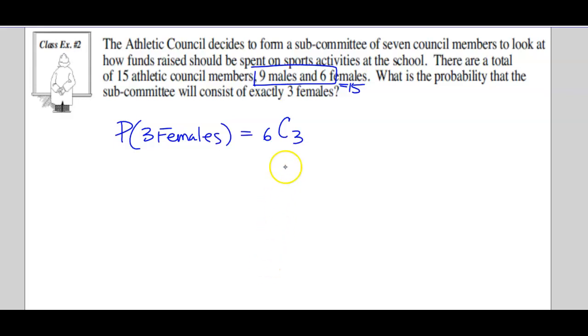Okay, so that means you've got exactly 3 females. The rest have to be males. So that means we're going to choose 4 out of the 9 males. So that's to get your particular group. We want the probability that that will happen, so we need to divide by the total number of 7-member groups. So 15 choose 7. You can calculate it. I'm just going to leave it.